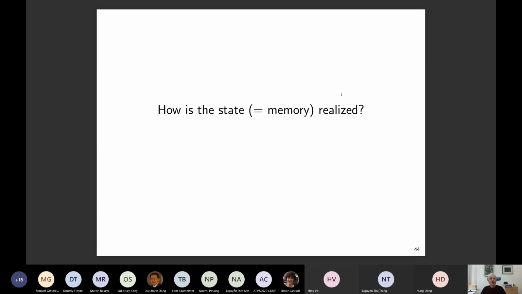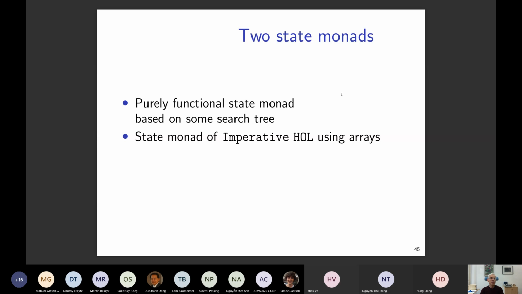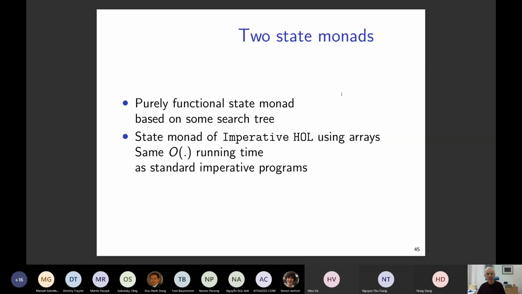How do we realize the state or the memory of this memoized function? Well, we have two state monads that we can plug in. One is you just use a purely functional state monad based on some search tree. That's your choice. Then, of course, you have the logarithmic penalty you pay for every lookup, or you use the state monad of the imperative framework, and that uses arrays. And then in principle, you get the same O running time as a standard imperative implementation of this algorithm, except that, of course, you're going through not C++, but you're going through some functional language that has an imperative sublanguage, which comes with a certain penalty in terms of constants.